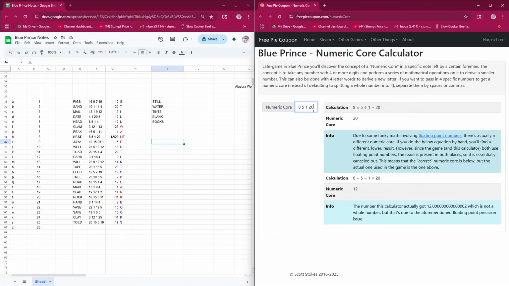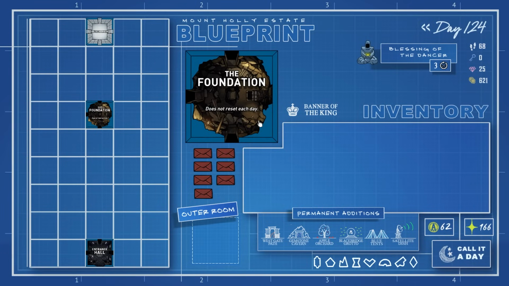But essentially, I likely would have ended up with still water tints blank books, and that would have been really confusing to me. I think I would have been able to power past it, but it would have been very harmful. So I'm glad that I found this tool when I did. So anyway, awesome thing that this person created. Super happy about that. Now, let's jump back into the game.